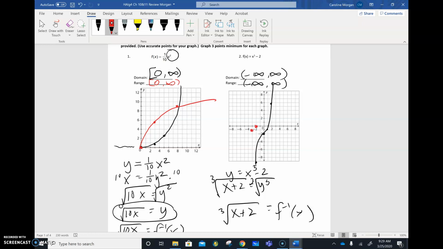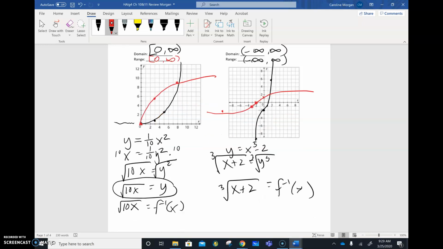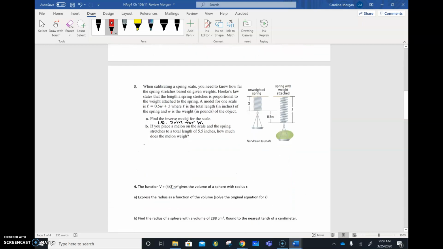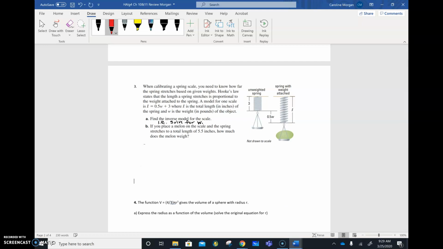Negative 10, which is over here, is negative 2. Alright, let's look. 0 is negative 1.25. 0 is about here. So this is going to do that. So there's the inverse, and there's the original function as well. Okay? Alright, now I don't want you guys to look at this problem and get overwhelmed.